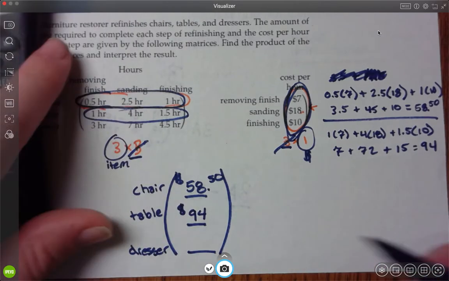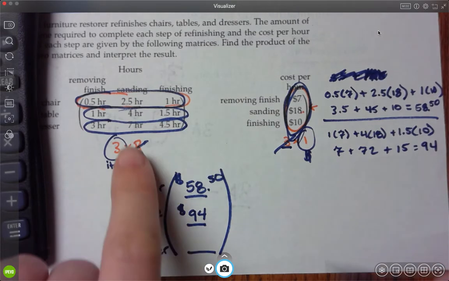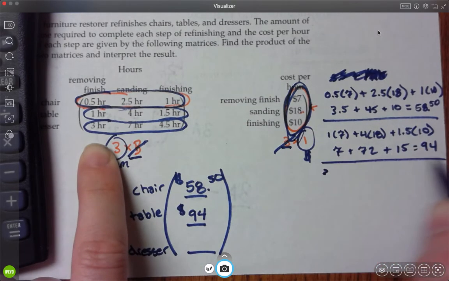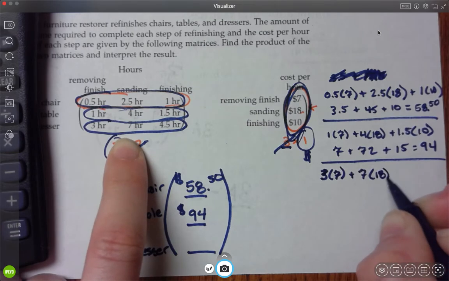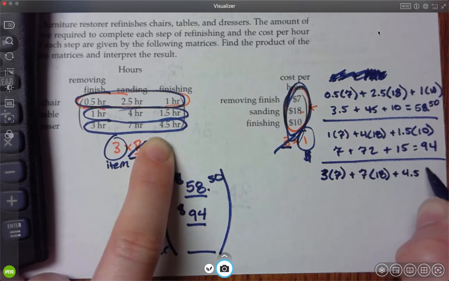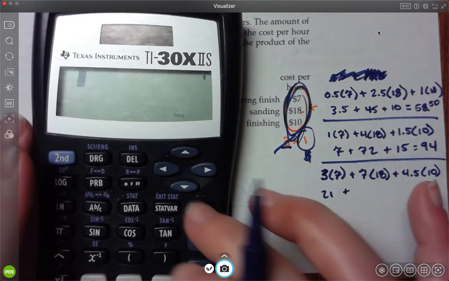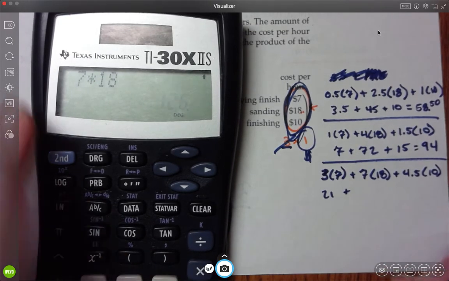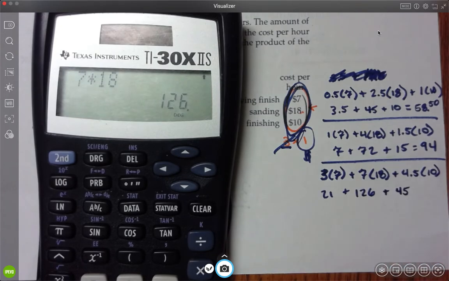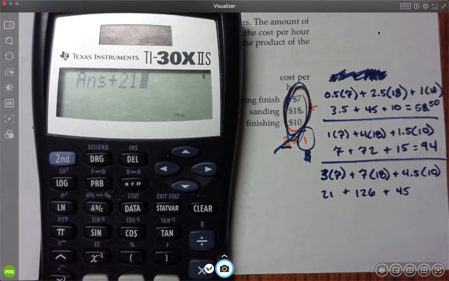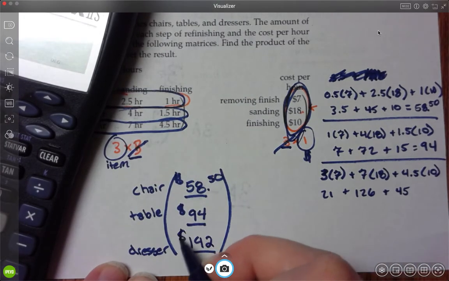And then the last one is the third row, first column. So 3 times 7 plus 7 times 18 plus 4.5 times 10. 3 times 7 is 21. 7 times 18 is 126. And 4.5 times 10 is 45. So 126 plus 21 plus 45 is $192. So $192 is how much it's going to cost to do the dresser.